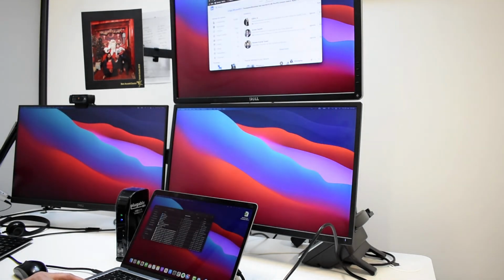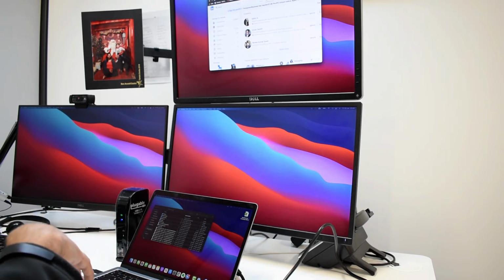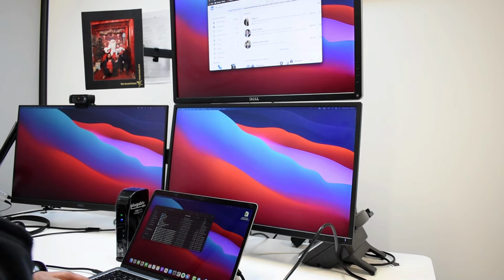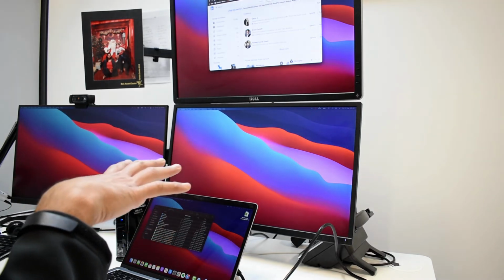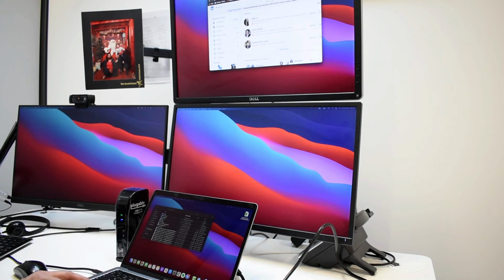I'm super happy. I always wanted three monitors, and this is it. If this didn't work, I was thinking of returning the MacBook, returning the docking station and everything, because without at least two external monitors, I can't do my work. So, well, this is good.